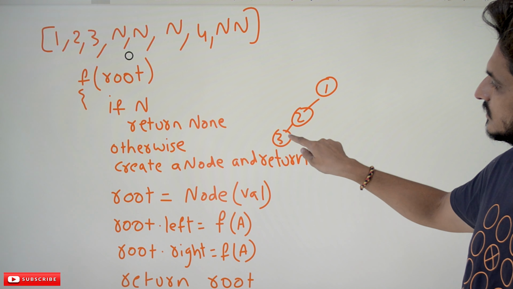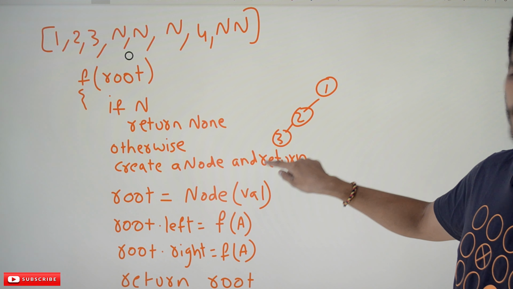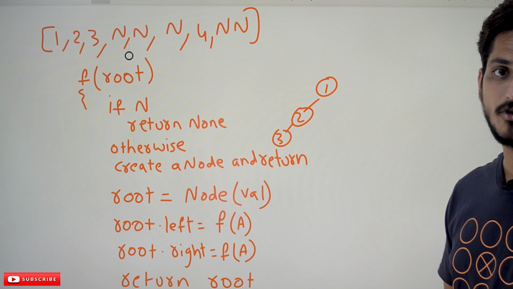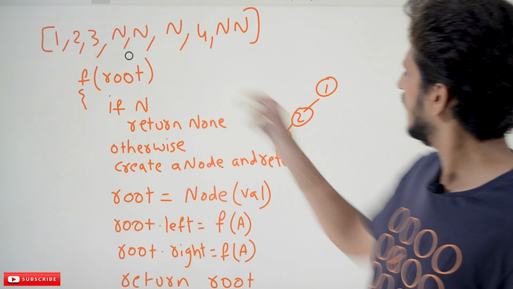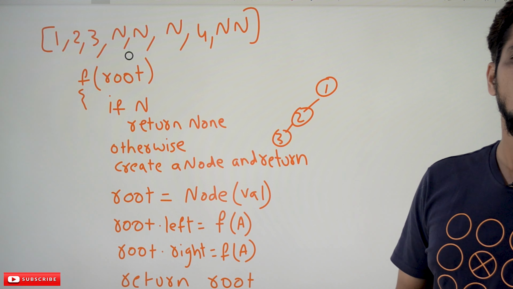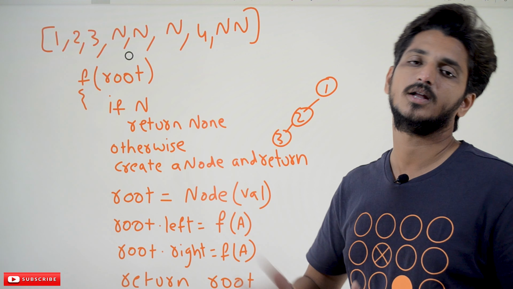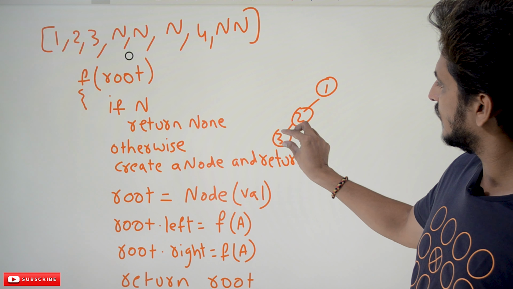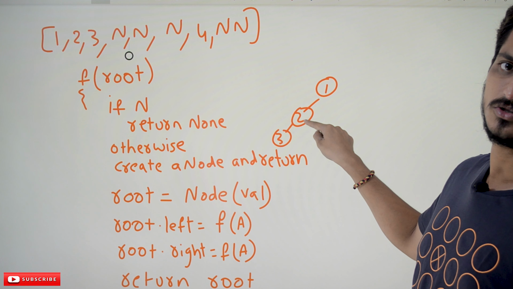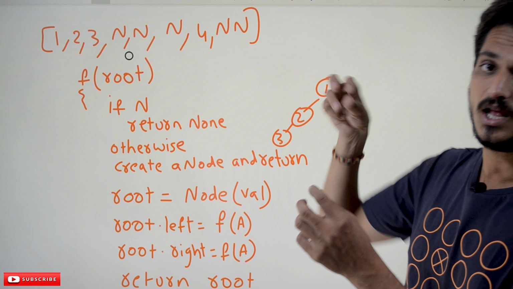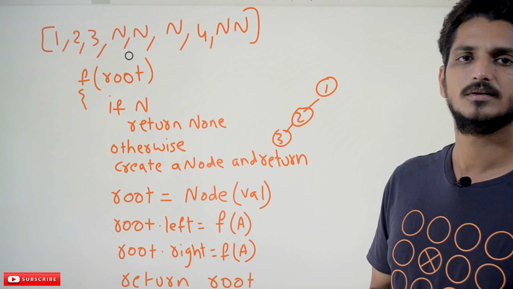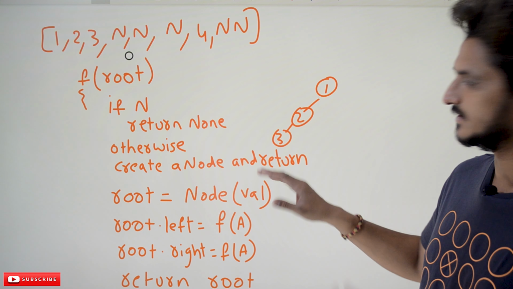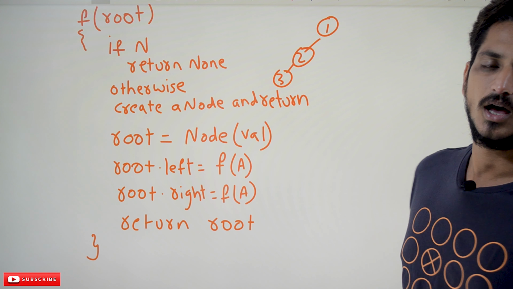It is going to place none here in the left. Now call root dot right is equal to f of a, which is going to take the next n and place it here as n. This is exactly working as preorder traversal. Last, return root. This root is given as the input to the next node 2. It is going to place it in the left of root. That is how it is going to work. This is how we go with serializing and deserializing the binary tree.